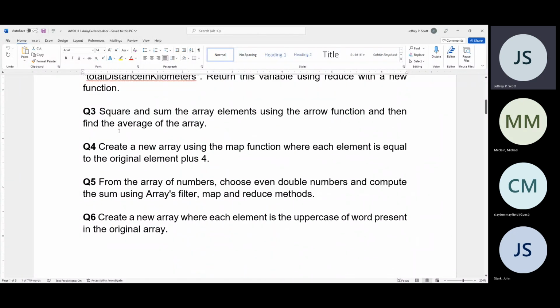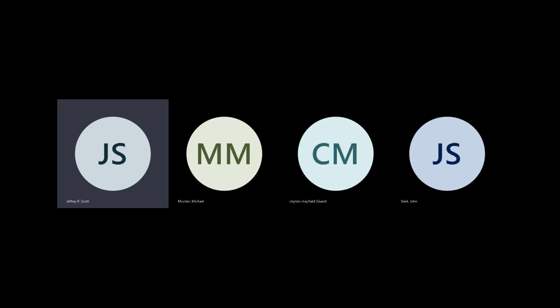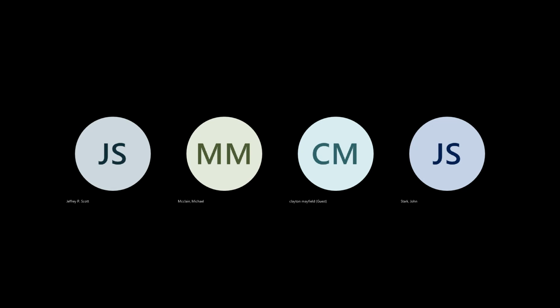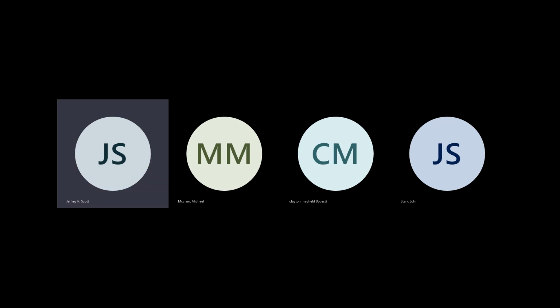Now, square and sum the array elements using the arrow function and find the average of the array. I'm going to keep this small. I could make a really huge array, but it doesn't make a lot of sense to do that. So this is question 3. I'm going to jump back again, stop my share, and restart my share in here.